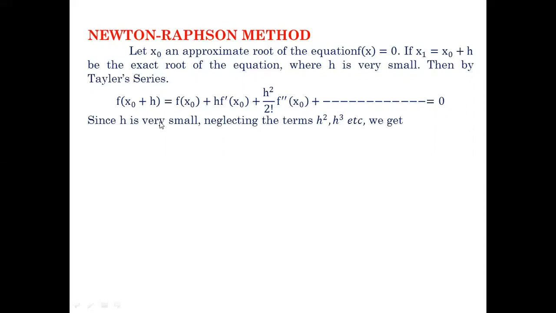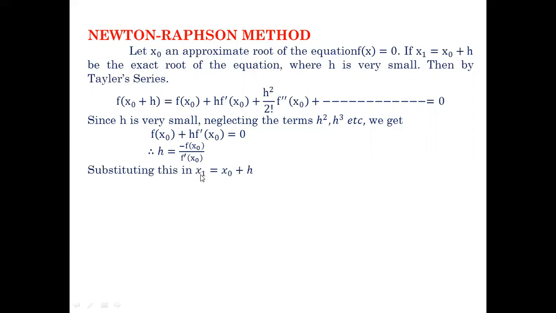Since h is very small, neglect the terms h square, h cube and so on. The higher powers, that is h square, h cube and h power 4, we can neglect, so up to the first two terms, the remaining terms become 0. Then we can write f of x naught plus h into f dash of x naught equal to 0. From that I can find the h value. Therefore h is equal to minus f of x naught by f dash of x naught.